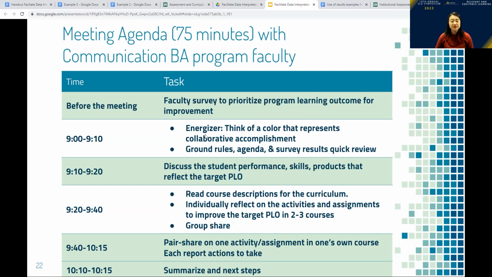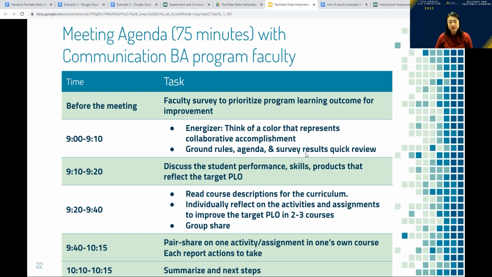At the beginning of the meeting, I always like to use an energizer, and my energizer is to think of a color that represents collaborative accomplishment. It puts people in a positive mindset, just at the beginning of this meeting, right? We're all superhumans. We can make the change. We can effect the change with the strategies learned. And then ground rules for discussion: discussion needs to be respectful, on time, on point, and so on.